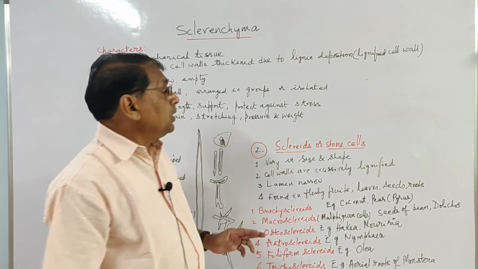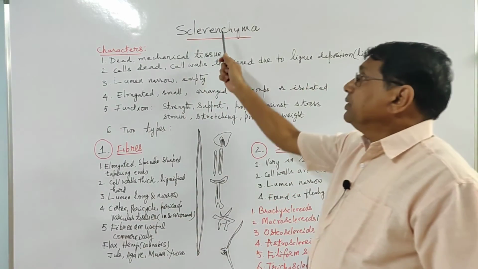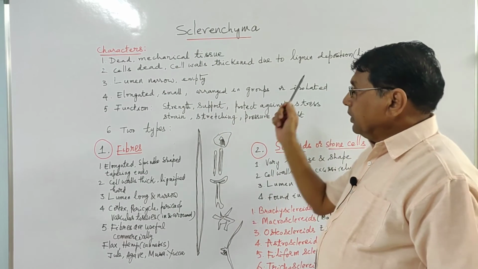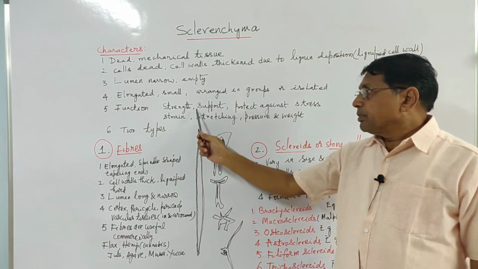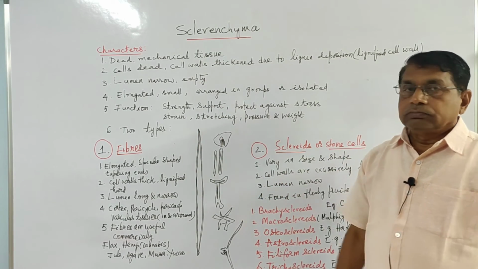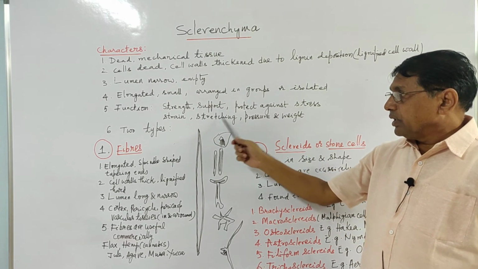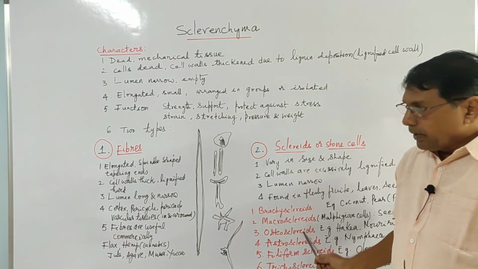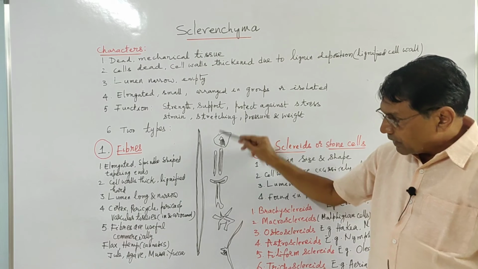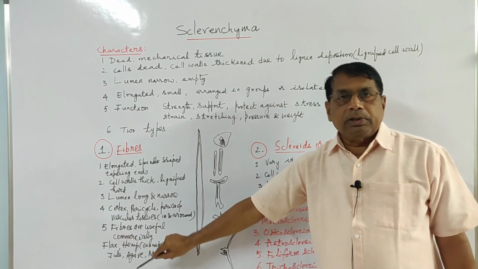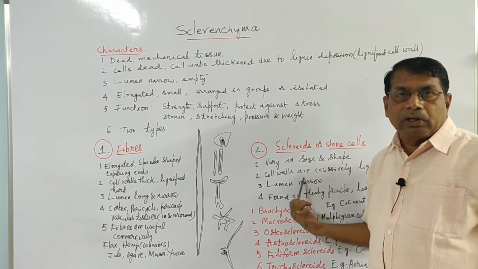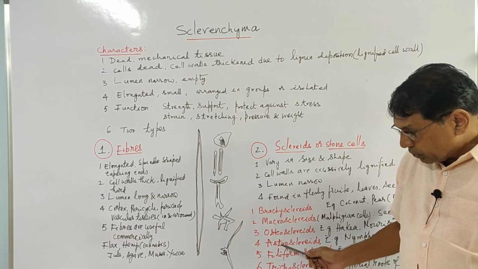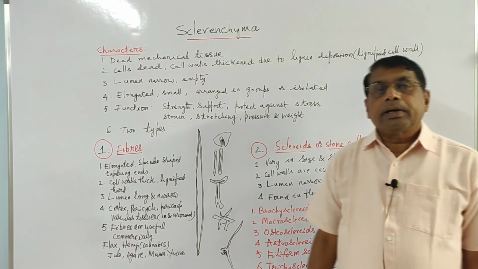So thus, sclerenchyma is a dead mechanical tissue. One point you have to remember: lignin is deposited, providing mechanical strength and protection against stress, strain, stretching, pressure, weight. Fibers, sclerides. Fibers are like this, sclerides are like this. Fibers are commercially useful, but these are not commercially useful. These are six types: brachy, macro, osteo, astro, filiform, and trichosclerides.